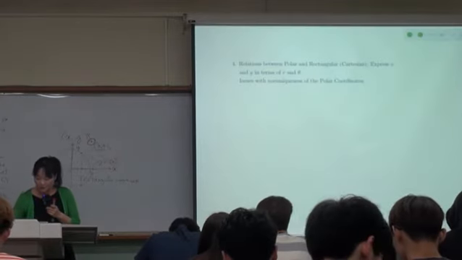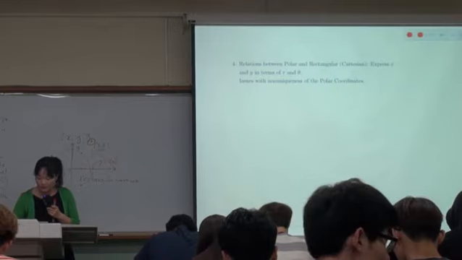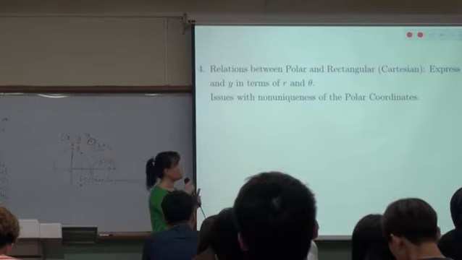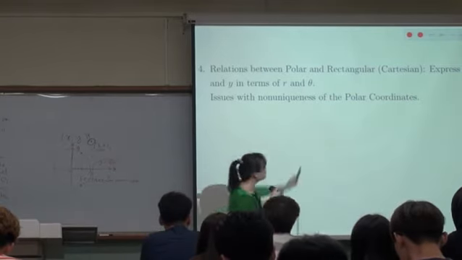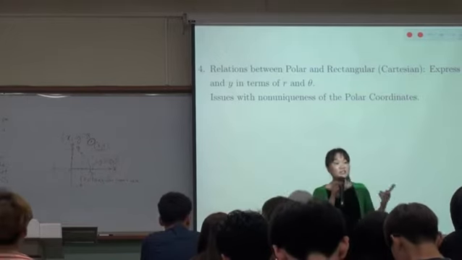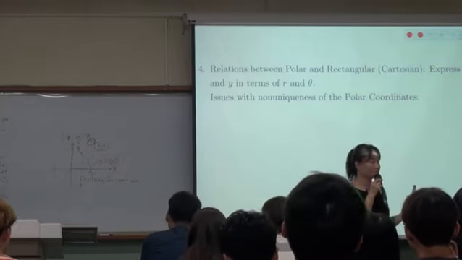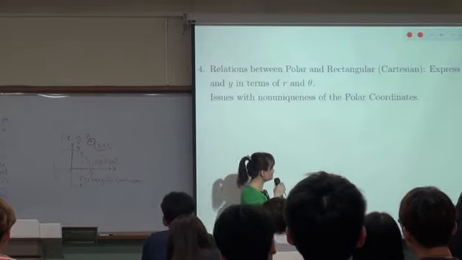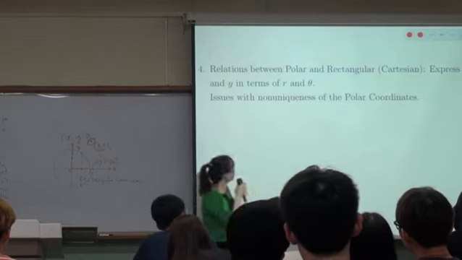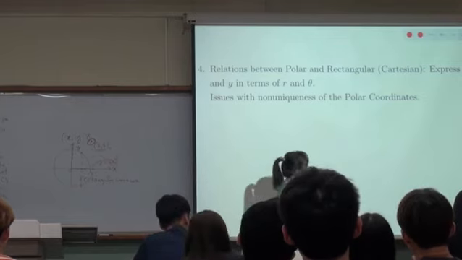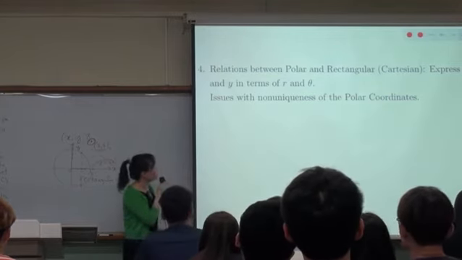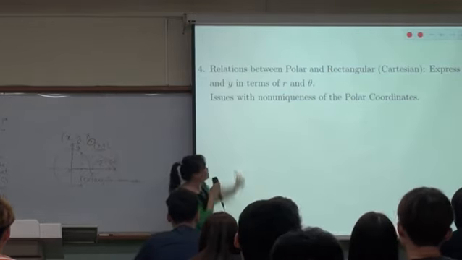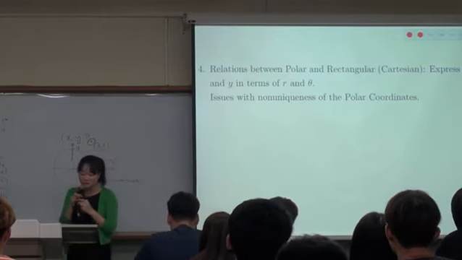So now let's look at the relationship between polar and rectangular. Relations between polar and rectangular. Sometimes rectangular coordinates are called Cartesian. Cartesian comes from Descartes, because he invented this coordinate system, right? So let's look at the relationship. Express x and y in terms of r and theta, and we have to consider the issues with non-uniqueness of the polar coordinates.